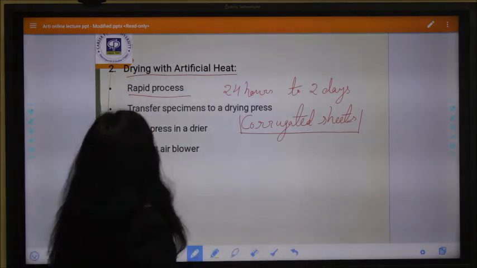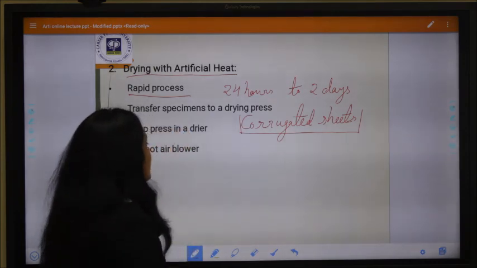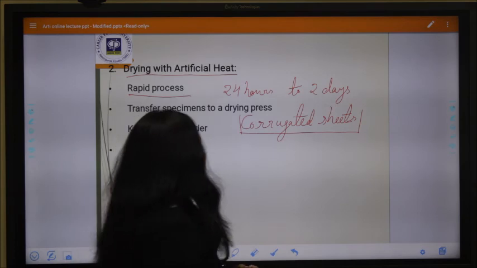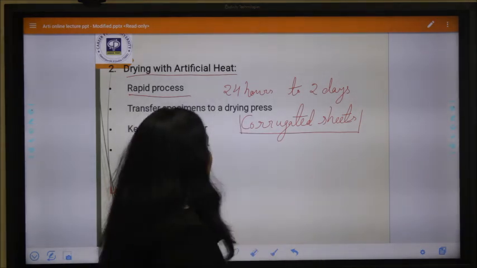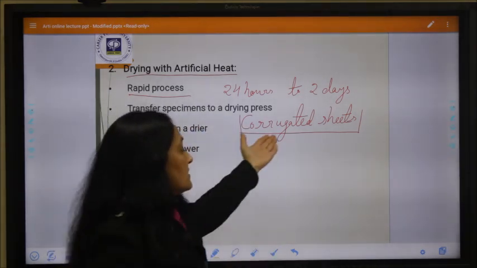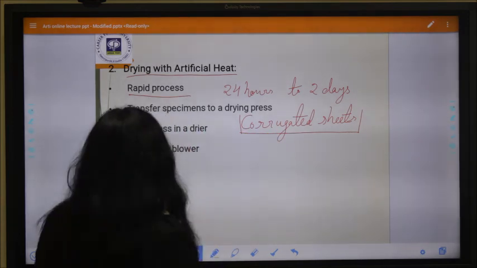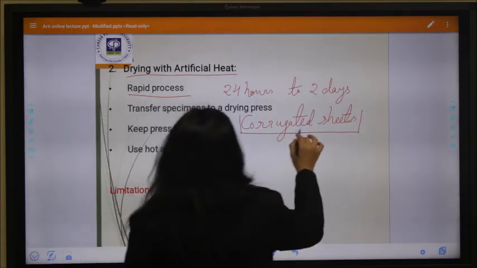And next, after putting these sheets in the drying press, put this press in a dryer, and then hot air will blow through these corrugated sheets, and the specimen will get dried.